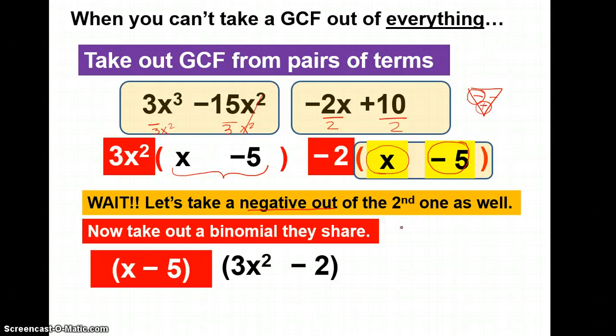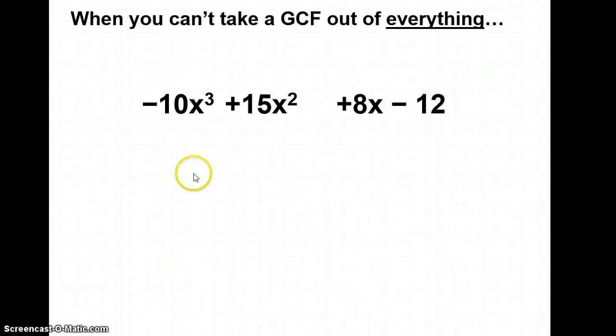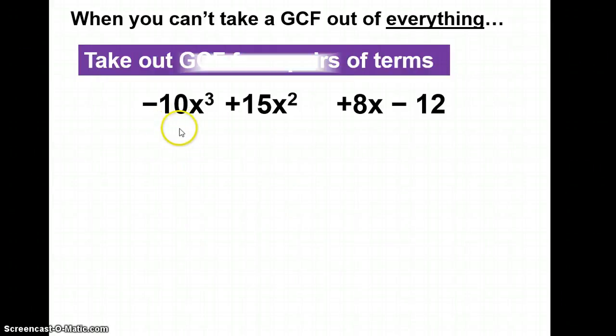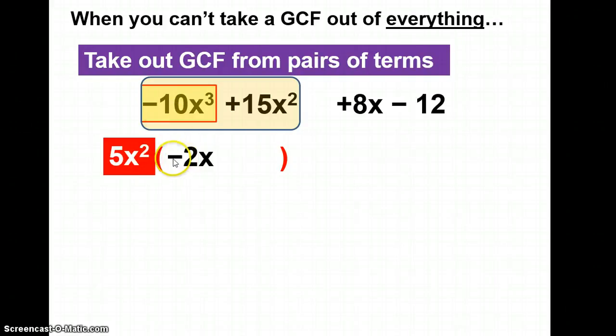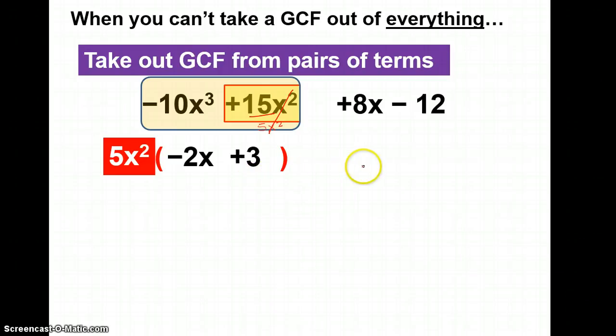Let's deal with another challenge question. Oh, this one's got negatives galore. Try this one out. All right, so again, I'm going to pair them up. What are these both a multiple of? 5x squared, good. So I'm going to divide that out. 5 goes into negative 10, negative 2, and I'm only taking out 2 x's from 3, so I'm left with one of them left over. Again, I'm going to divide out 15 divided by 5, x squared. That'll cancel out. 5 goes into 15. Okay, so far so good.